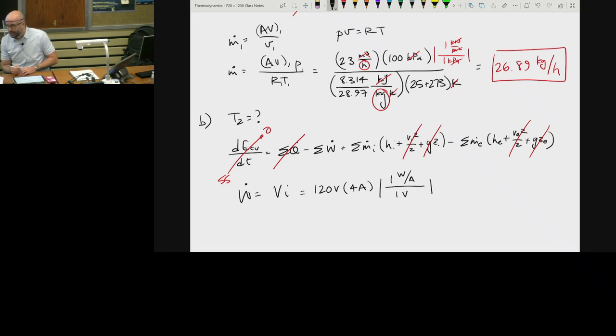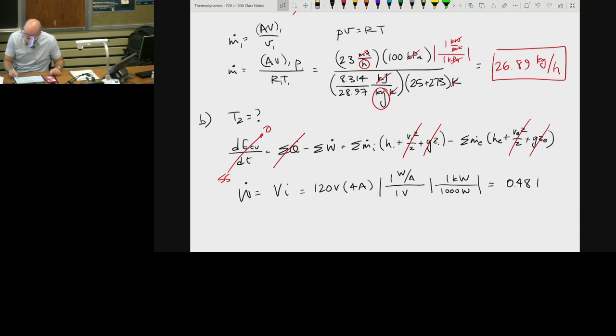We're very rarely doing things in watts or joules in this class. We're doing things in kilowatts. So there are 1,000 watts in 1 kilowatt. When I do this, I get 480 watts divided by 1,000, so I'm going to get 0.48 kilowatts.